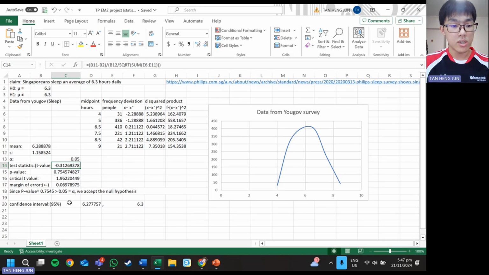P-value is calculated using this Excel formula. The p-value of 0.75 suggests that there is about a 75% chance of observing the sample data or something more extreme under the assumption that the null hypothesis is true.